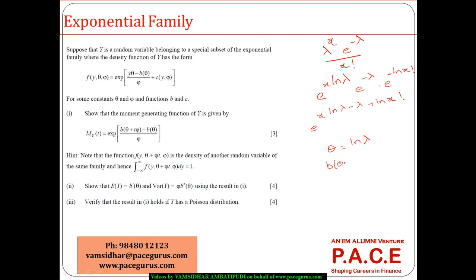So b of theta will become, now I am thinking of theta as log lambda. If theta is log lambda, b of theta for me should be equal to lambda. So how do I get lambda equal to e power theta? So b of theta is e power theta. Phi is 1. Right? So I'm taking phi as 1 and c of x comma phi as log x factorial. So wherever x is there, you replace it with y. Right?